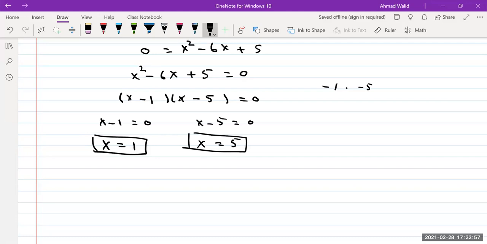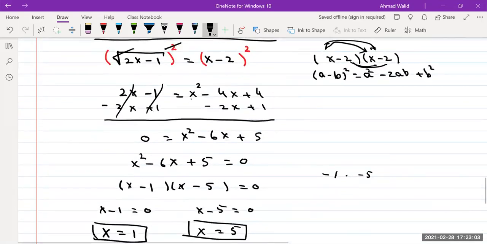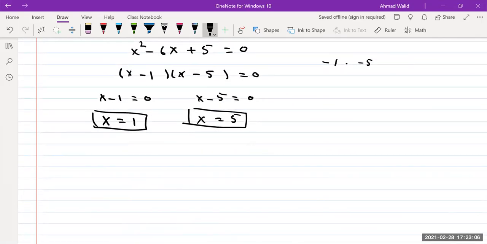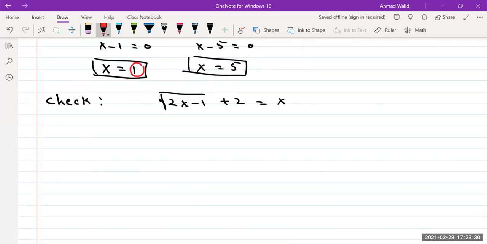Last step, check please. When you are dealing with radicals, please check your answer. How? I'll show the check here for you. The actual given problem was square root of 2x minus 1, am I right? Yes. Plus 2 equals x. When you check, it means replace your x with its value for each answer. Here, x is 1. I'll replace x on both sides with 1, and I see if it works.